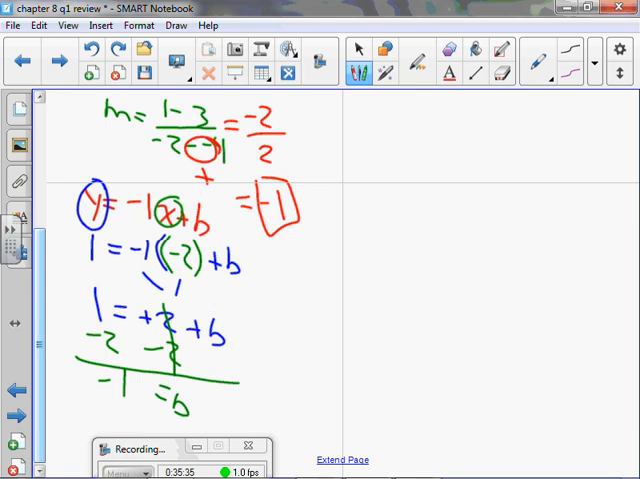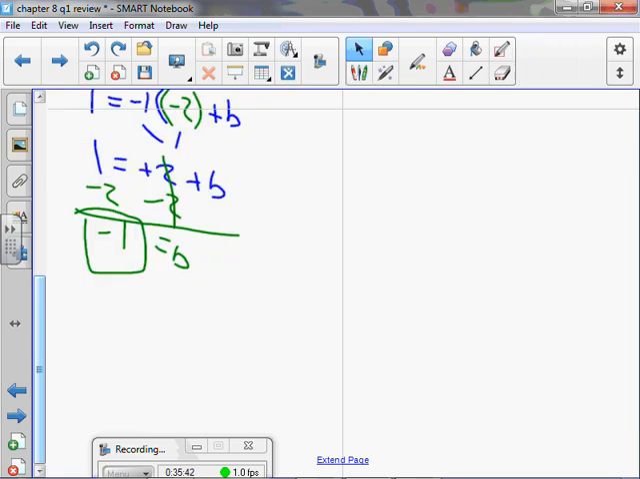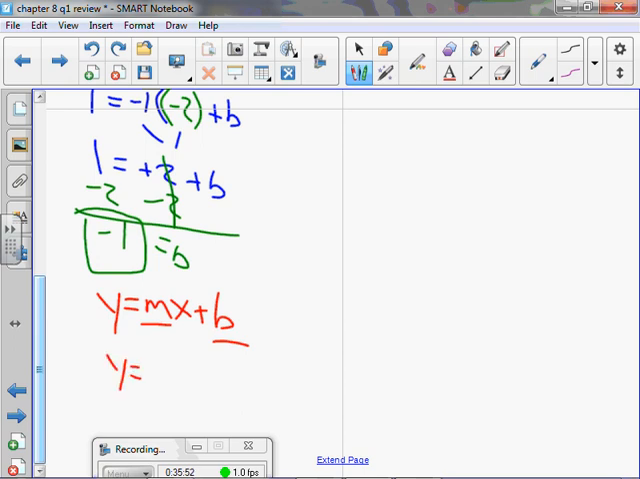Okay? And so now that I have what b is and I have what m is, I am just about done. All I have to do is put this back into my equation, y equals mx plus b, and just replace m and b. M I knew from above was negative 1, so y equals negative 1x. And b I just found was negative 1, so negative 1x minus 1. I can even write this a little bit simpler. I could just say negative x minus 1.